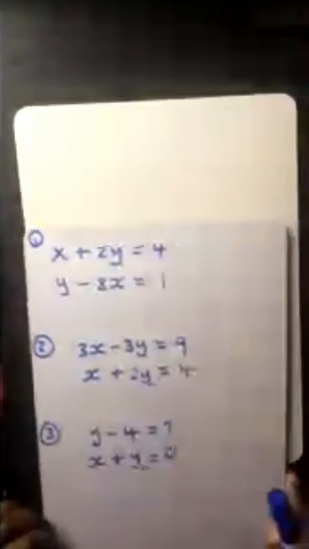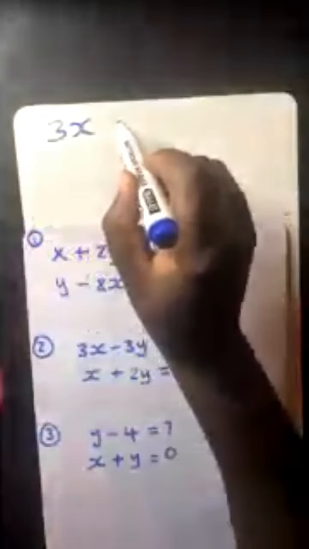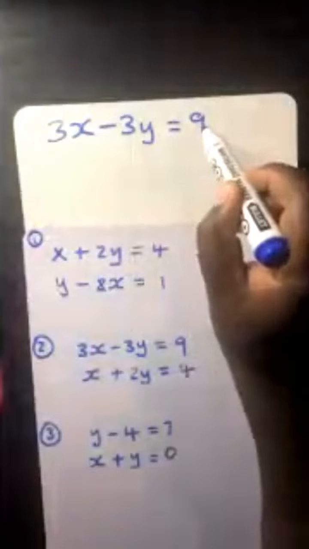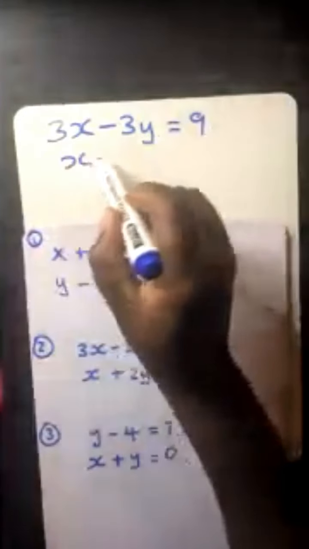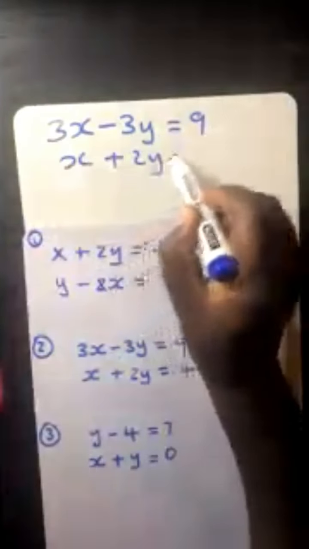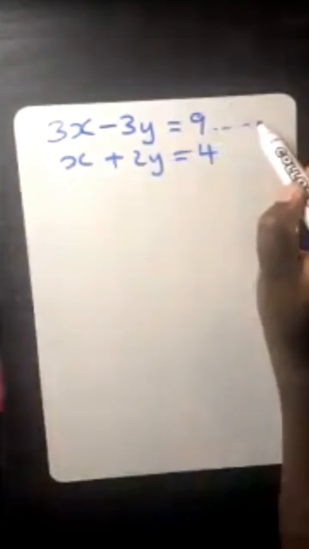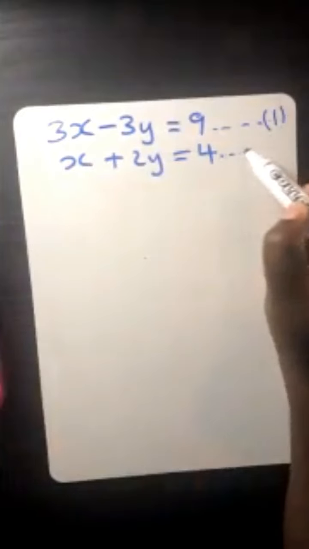So now let's move to the next problem, which I'll just copy over there. The next problem is 3x minus 3y equals 9, and then we've got x plus 2y equals 4. So this is obviously equation number 1, and this is equation number 2.